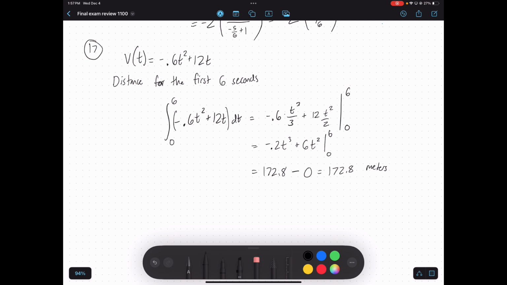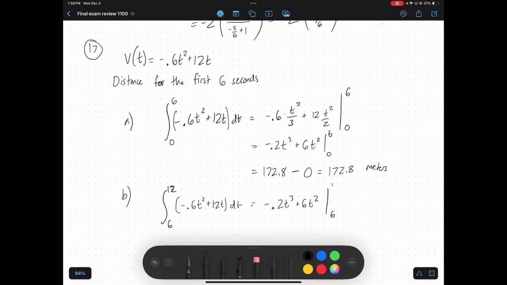So this was part A. Part B is, how far does it travel during the second 6 seconds? Well, how does that change my problem? You're right, it just changes your bounds. So for part B, you're just integrating from 6 to 12. But you're doing the exact same integration, which is nice because I don't have to do all the work for the antiderivative again. I can just skip right to this step, negative 0.2 t cubed plus 6t squared, because that's the antiderivative.